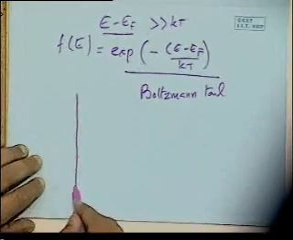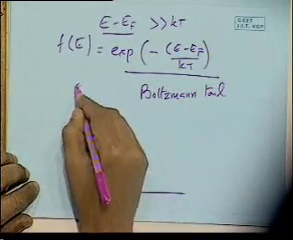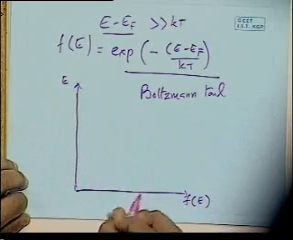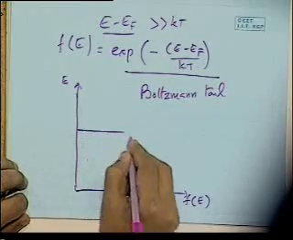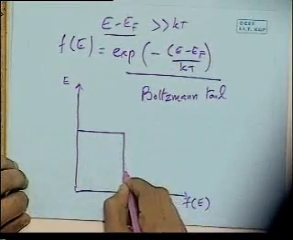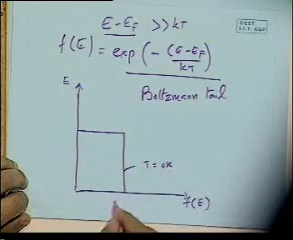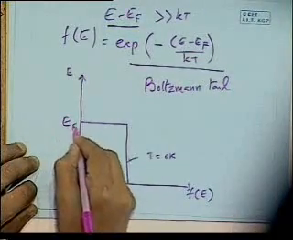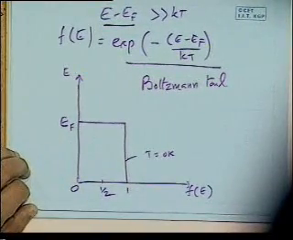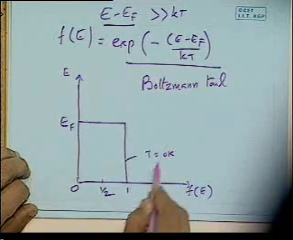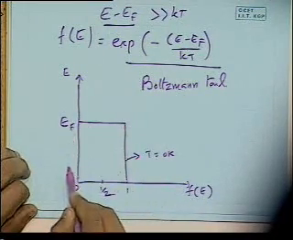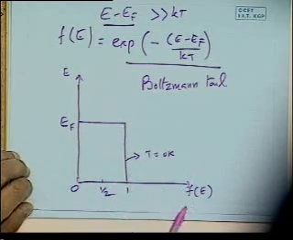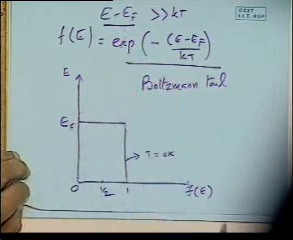Now I'm going to plot this function in terms of energy. And it turns out that at T equal to 0 K, it's a step function. All states below, this is strictly at T equal to 0 K, all states below EF, the chances of finding an electron are 1. That means all levels up to EF are full, and everything above EF is empty.